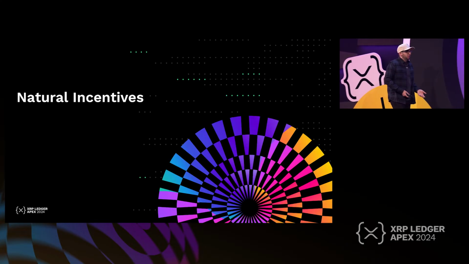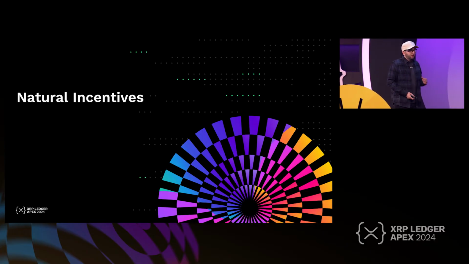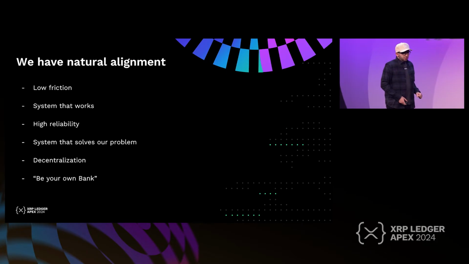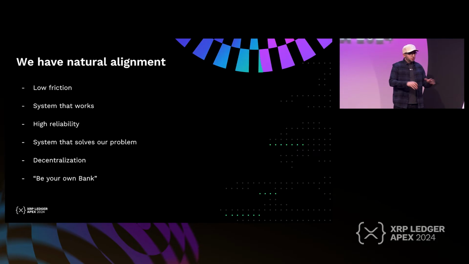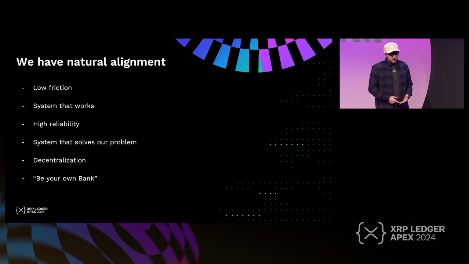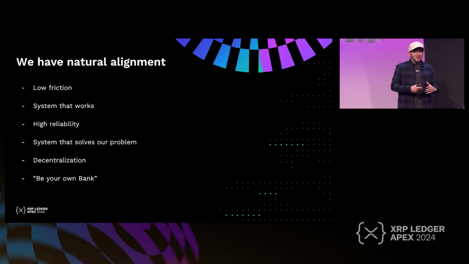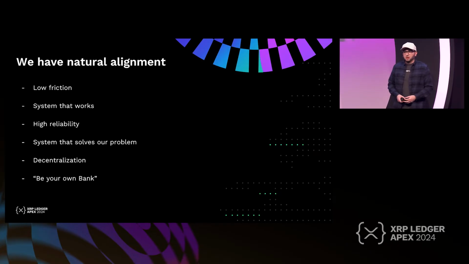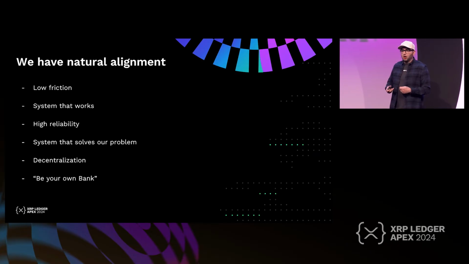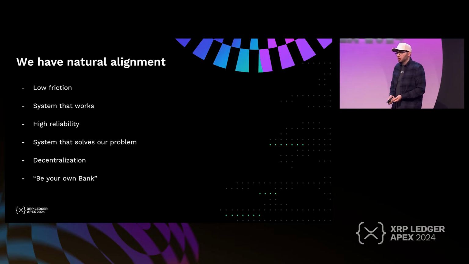So there are natural incentives that we want to exploit, essentially, and they're very, very important. Look at them. So we have natural alignment. All of us, if we consider all of us here users of blockchain technology, we want low friction, we want a system that works, we want high reliability, we want a system that solves our problem, either for a business use case or store of value, anything in between. We want decentralization, and to be honest, be your own bank. If this is the selling point, be your own bank, then we are already seeing alignment here. We're all on the same page.